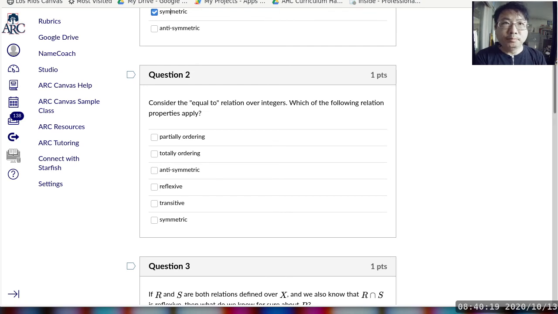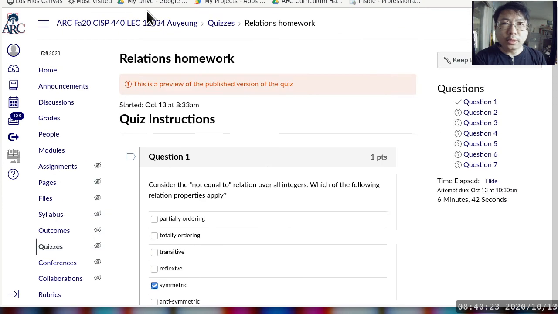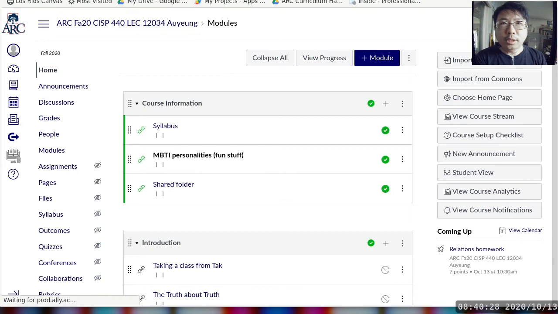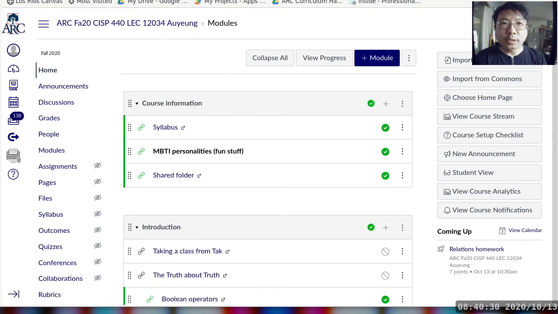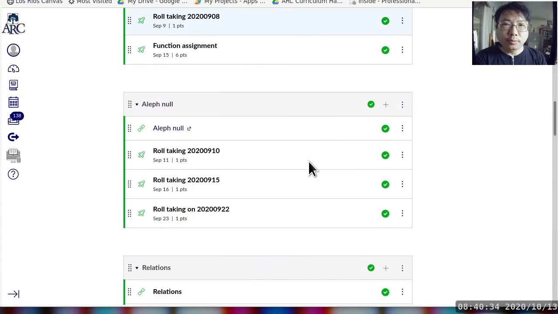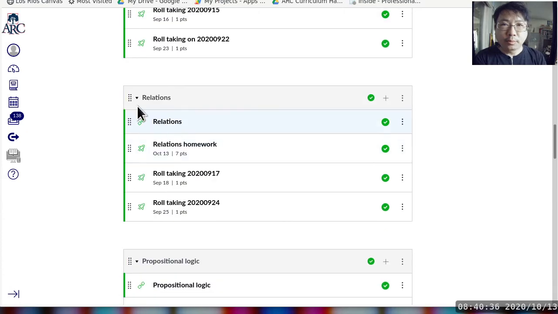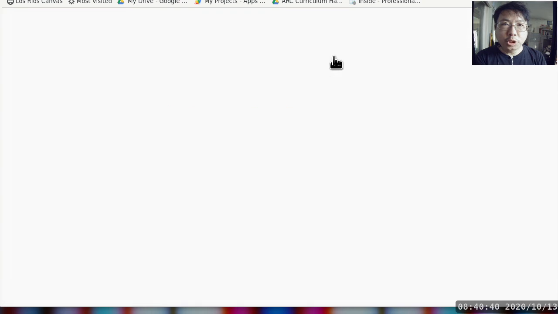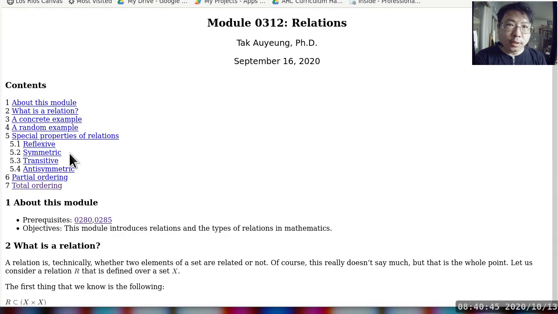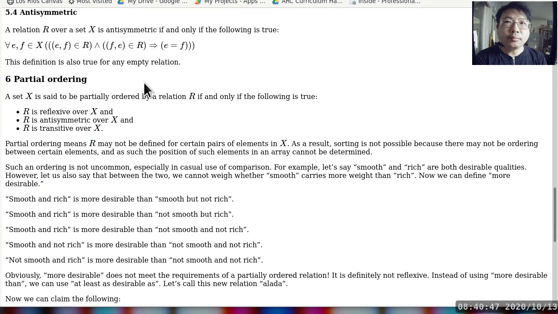Before I go any further, let me go to the definitions, because I want to show everyone where to find the definitions and also how to read them. So we are now in the relations module. We go to relations, and then in this case, anti-symmetric. All right, so this is the anti-symmetric definition.